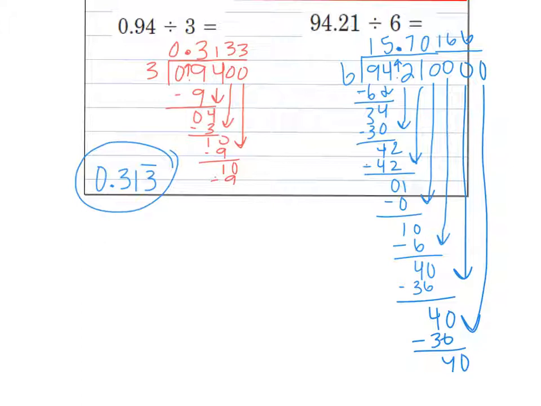So now we can write the number that we got using bar notation. So 15, our decimal. The 7, 0, 1, they don't repeat. The 6 is where it repeats. So I put the bar notation only over the 6, since that's the only number that's repeating. And that right there is my answer.